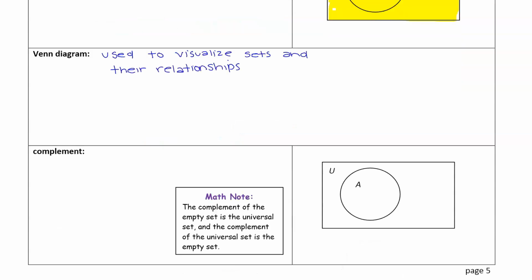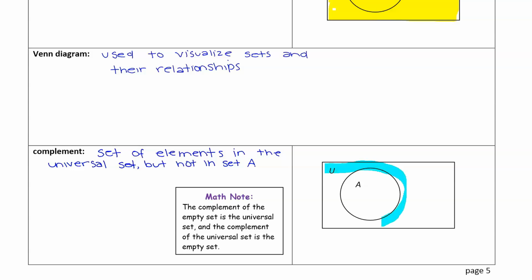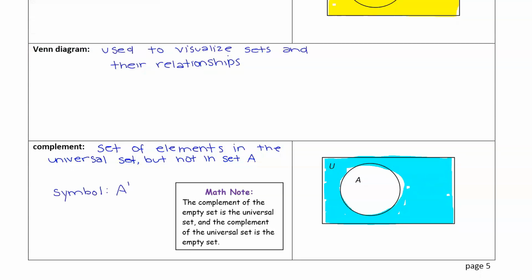The complement is the set of elements in the universal set, but not in set A. So I'm going to shade everything here that is not in set A. And the symbol we use for the complement is A with this little apostrophe out here. Using the example from the beginning of the video, if set A is the set of people using Instagram, then the complement is everyone not using Instagram.